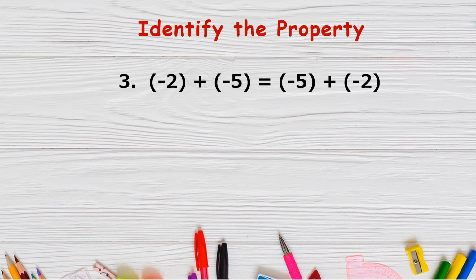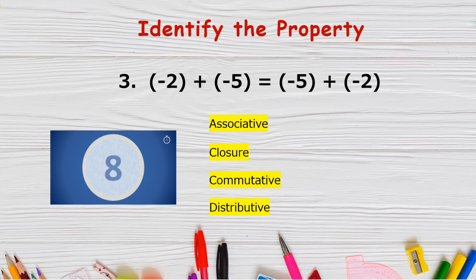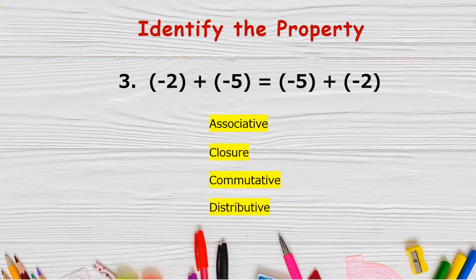Number 3. Negative 2 plus negative 5 is equal to negative 5 plus negative 2. Is it associative, closure, commutative, or distributive? You have 10 seconds to answer. And the correct answer is commutative. Very good.